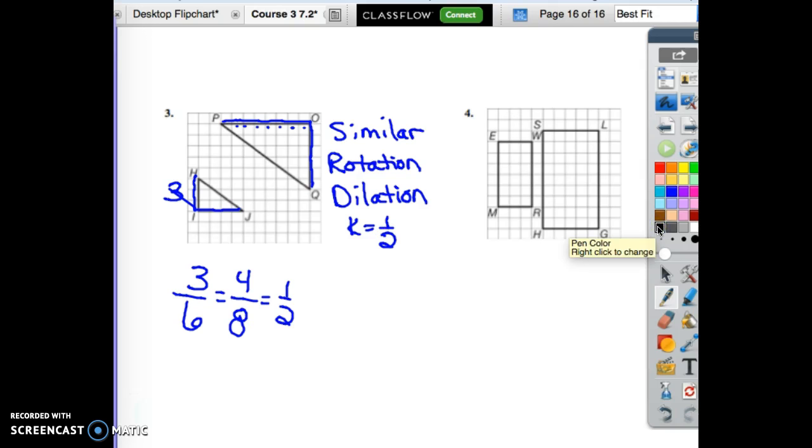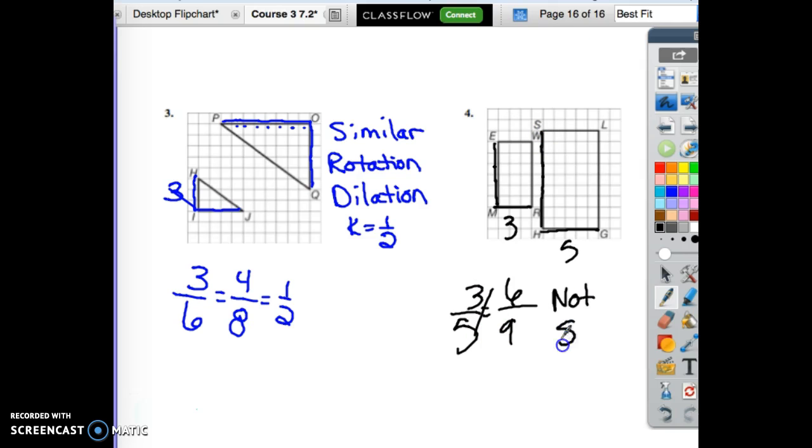Last one. This side here is 3. Corresponding side is 5. So 3 over 5. This side is 6. And this side is 9. 3/5 does not equal 6/9. So these are not similar.